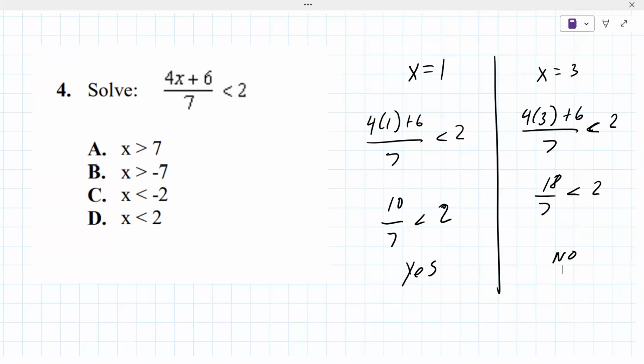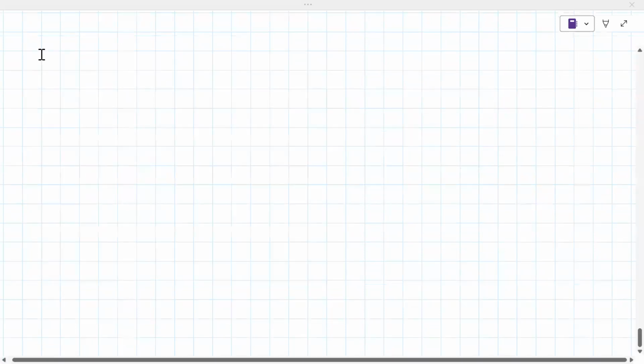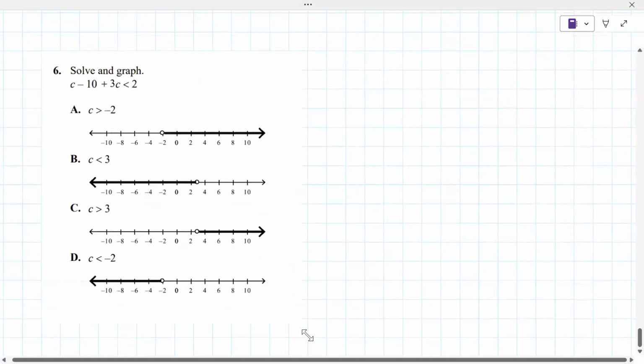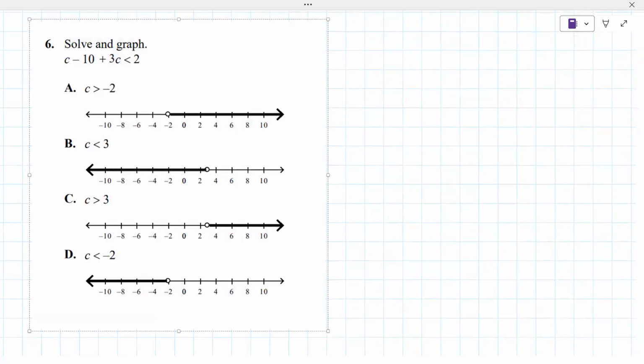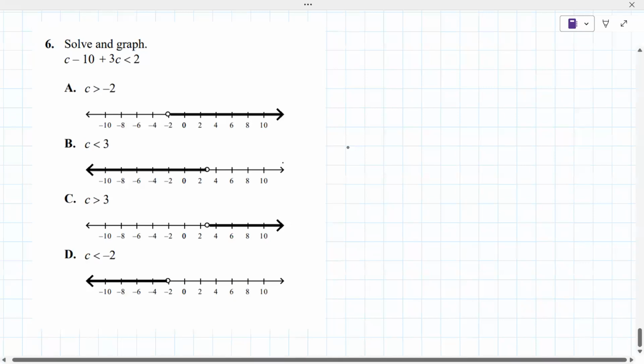Just something to think about here. Let's look at a few more problems. All right, number 6. Here, you want to give that a try, please? 4C, 12. C is less than 3. All right, so you got C less than 3. That does appear to be correct.